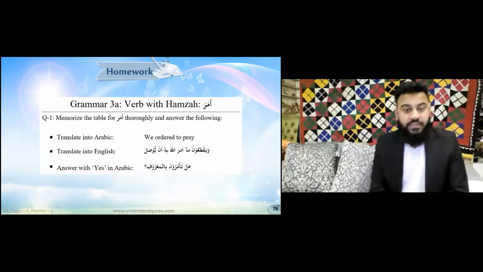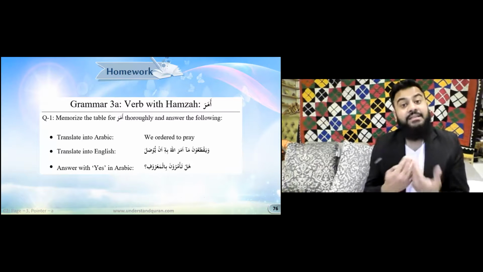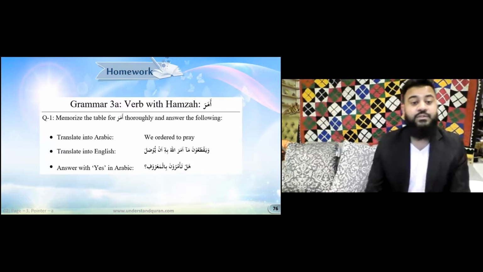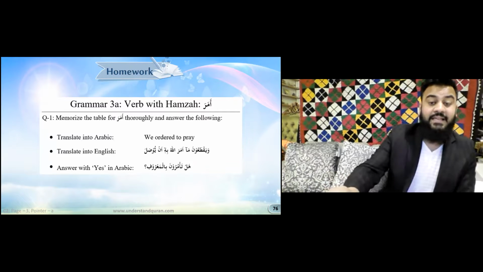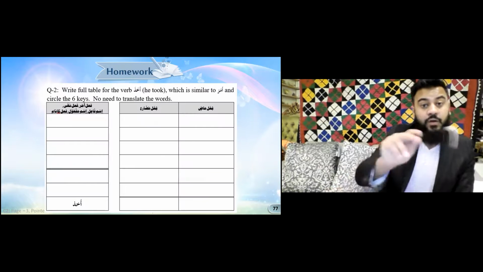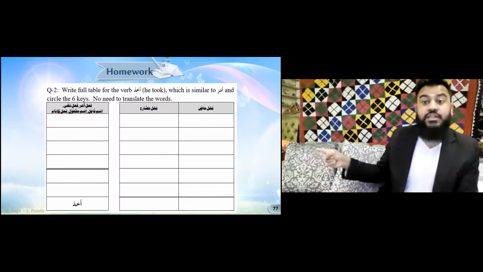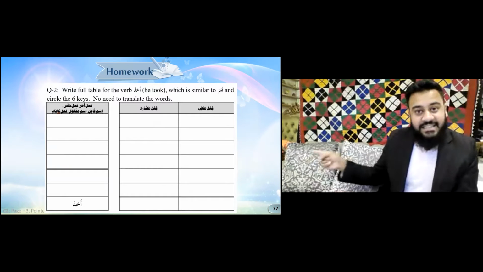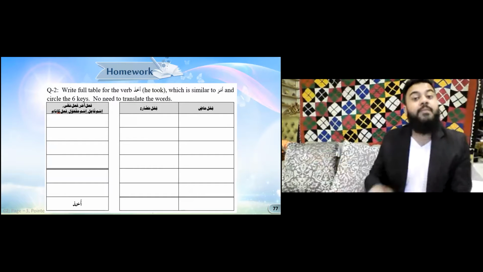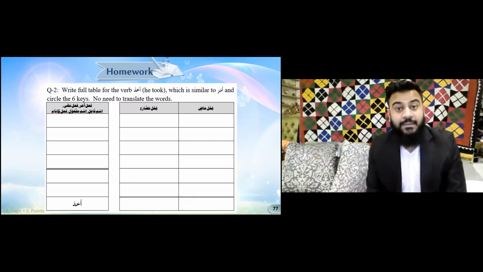We'll wrap up with just a quick reminder for homework here. As always, it's 2 questions, 3 parts at the beginning. We're asked to translate from English to Arabic, Arabic to English, and then spoken Arabic, we can respond to a question in the positive form. We also have another word here, أخذ, he took, which follows the exact same pattern that we just saw for amara. Please try, fill out this table at home.